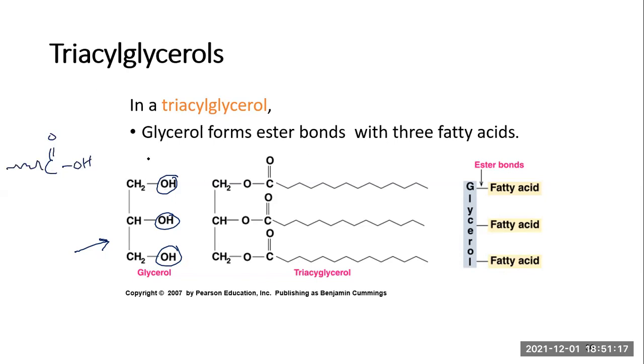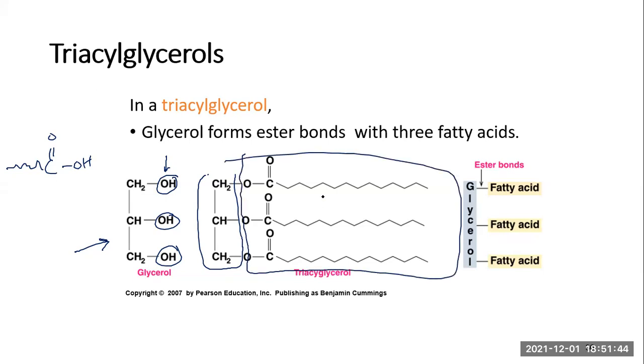So just like before, we're going to take water out. That is going to leave us an oxygen. If you dissect it, this is your glycerol unit there. And then on the other side is your fatty acid, to make a triacylglycerol.